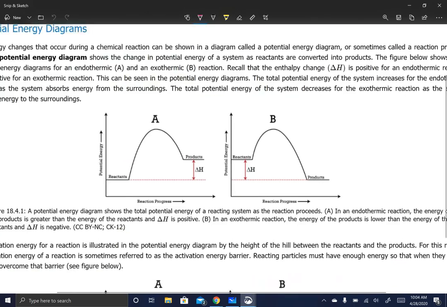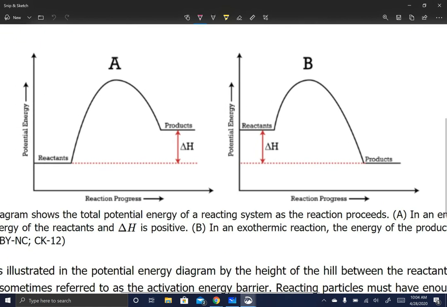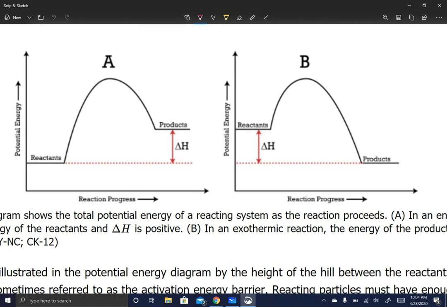So now, instead of me drawing these myself, I'll just use this from the interweb here. These are called potential energy diagrams. So sometimes they're abbreviated PE diagrams. And this is what you're going to see on the worksheet due tomorrow.